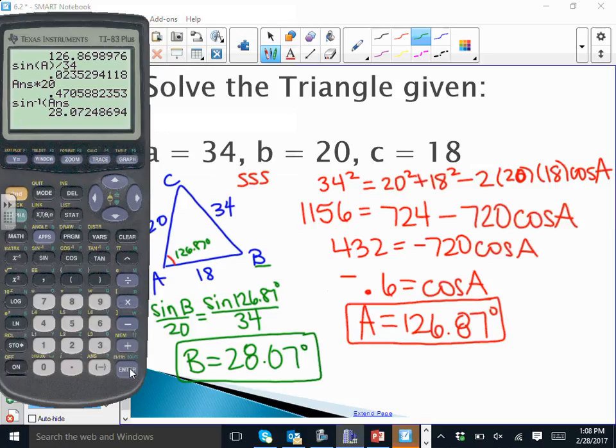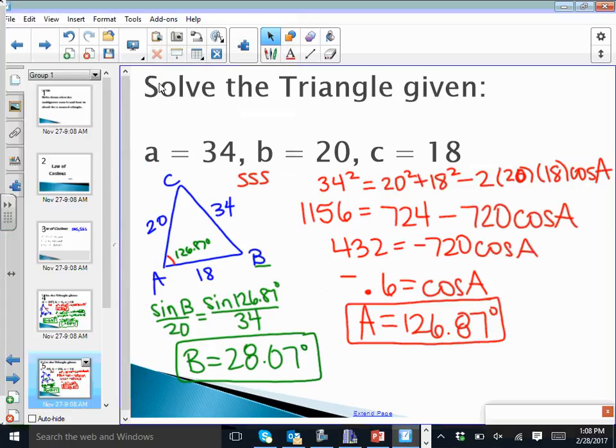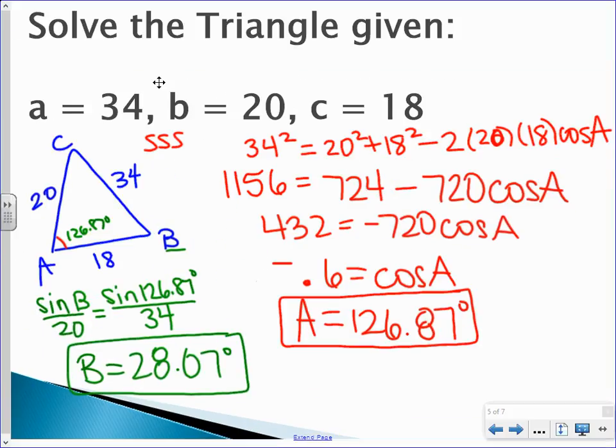Okay. And once we have two angles, the third is like the best, right? All we have to do now is use our rule of 180 to determine angle C. When you take angle A and angle B away from 180, how many degrees are left over? Say it louder, Will. 25. Do you agree with Will?